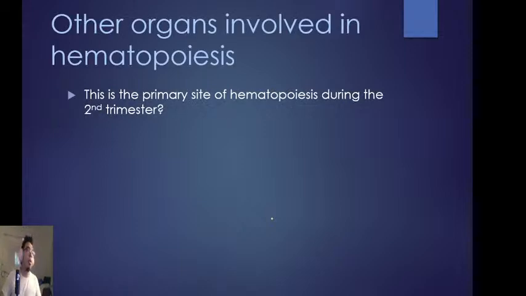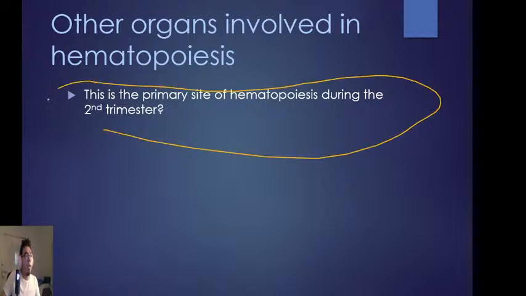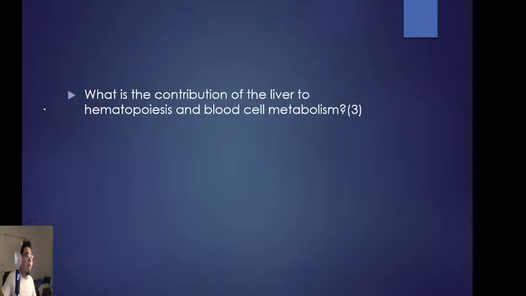Now, other organs involved in hematopoiesis, especially during the second trimester, is the liver. These are just added questions from previous exams. This is the primary site of hematopoiesis during the second trimester. I just added it here for your information. Another one is the contribution of the liver to hematopoiesis and blood metabolism.